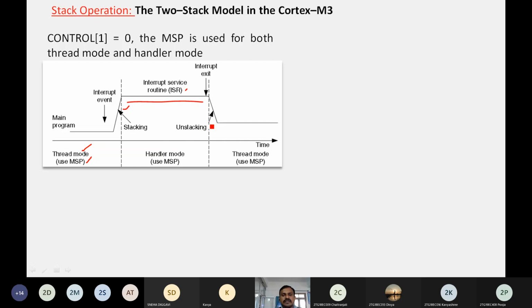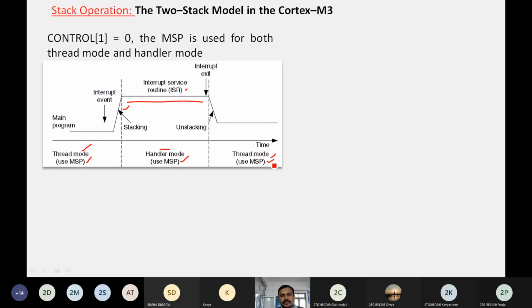Then we need to unstack. That is nothing but popping, which means we come out of the interrupt or subroutine. There we call that mode the handler mode, where interrupts are running, subroutines are running, functions are executing. During handler mode also, which stack pointer is used? It is MSP, the default stack pointer. After exit of this interrupt, once again we come back to thread mode, the main program. In thread mode also, which stack pointer is used? It is MSP, which is the default.